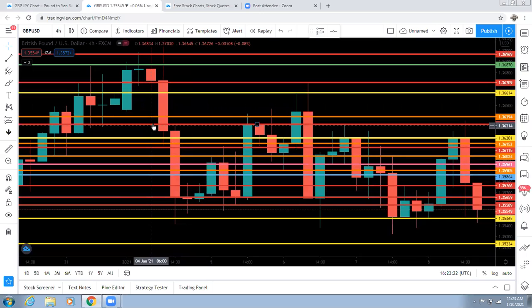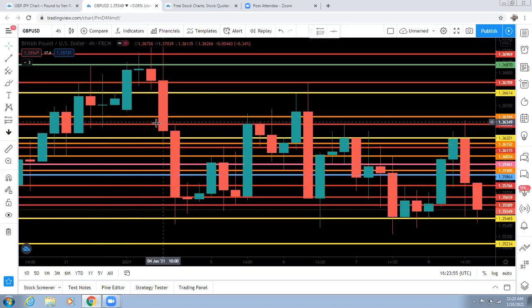But look at this line, right? This line right here was previous what right here? What was it previous here? What would we call this line right here? Resistance? It was support. Support. Yeah. It was previous. You have to really learn which is support and which is resistance. You really have to learn that. So it was previous support right here.